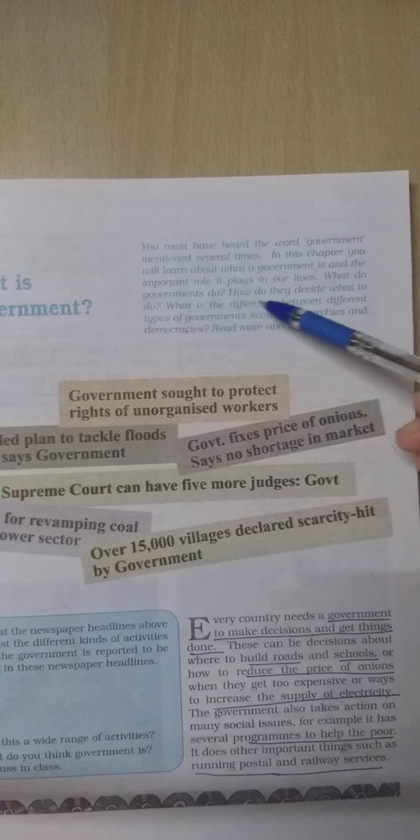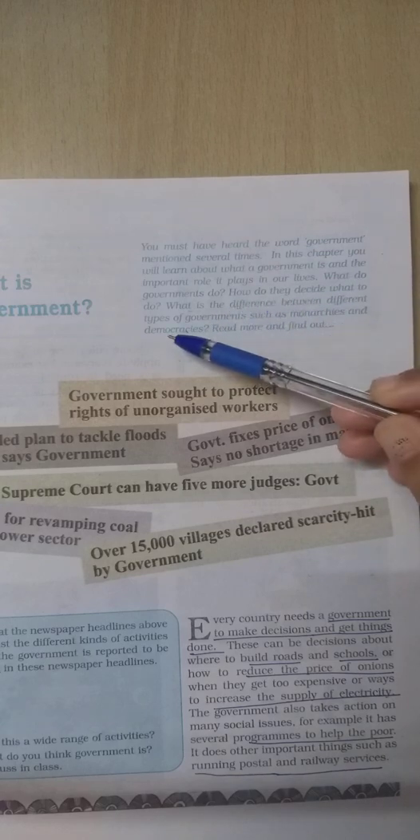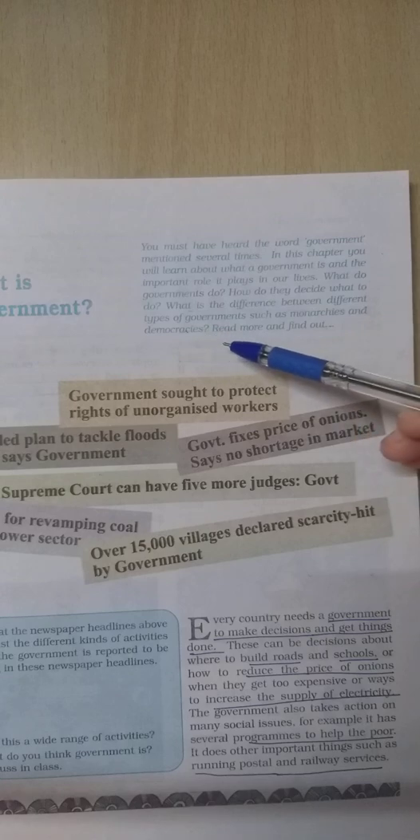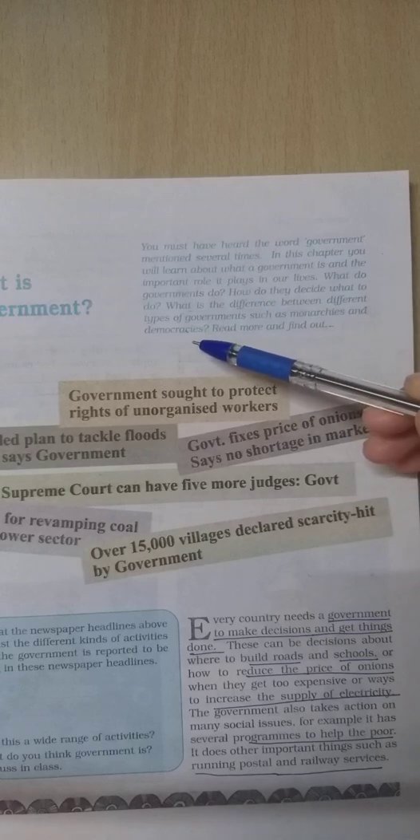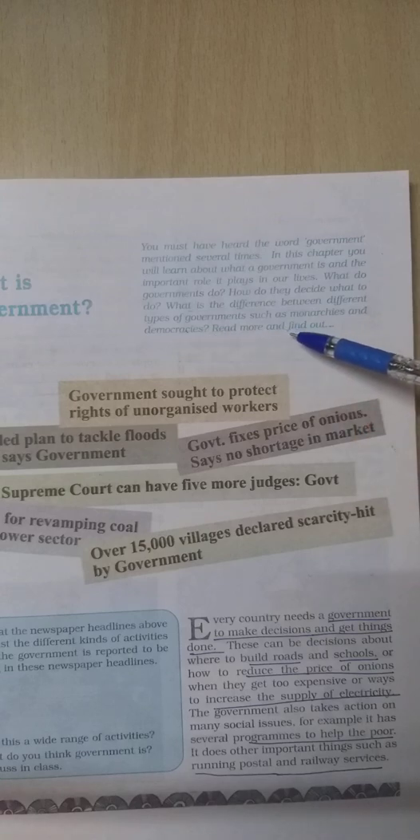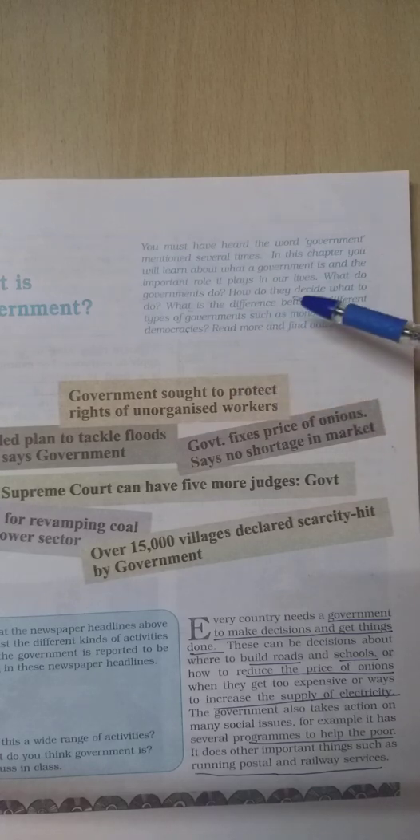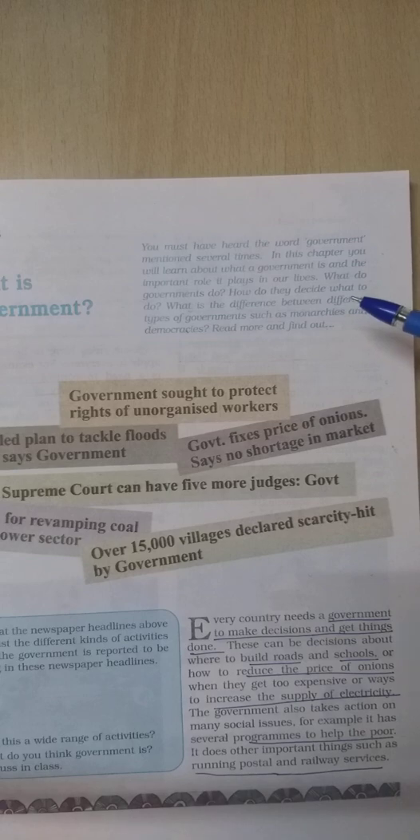What do governments do? How do they decide what to do? What is the difference between different types of governments, such as monarchies and democracies? Read more and find out. Now we'll study what we mean by government and what the different types of government are.